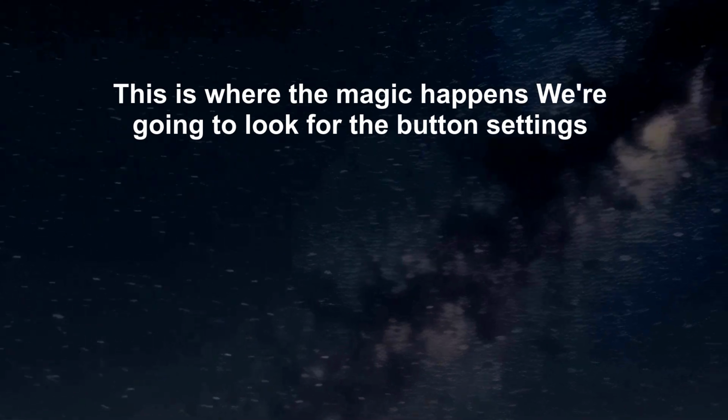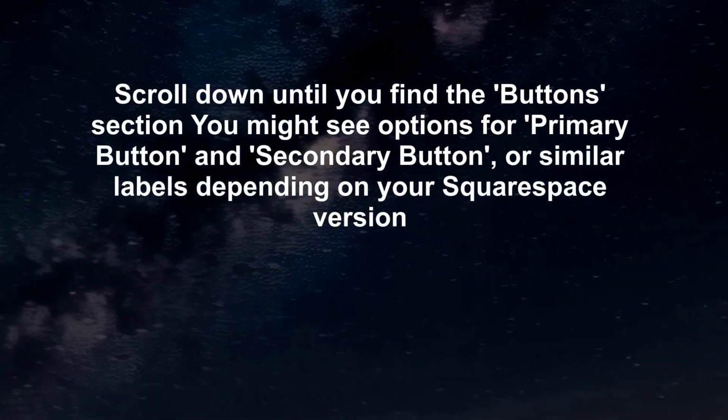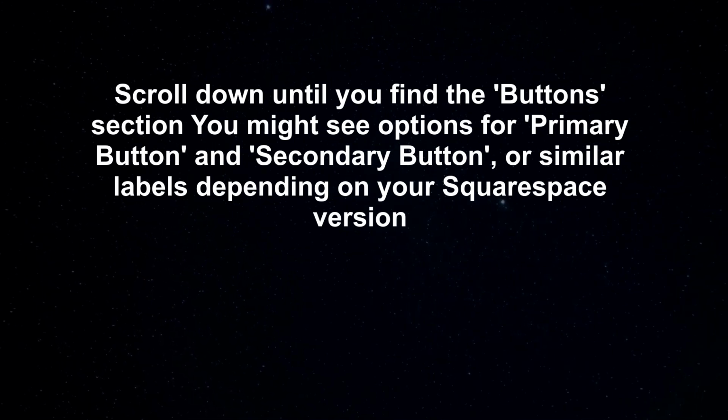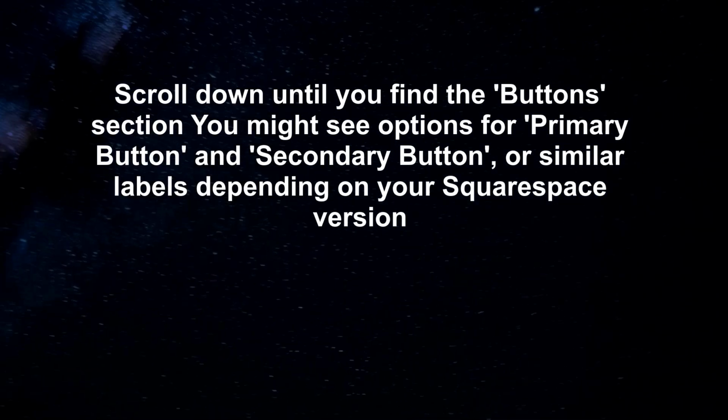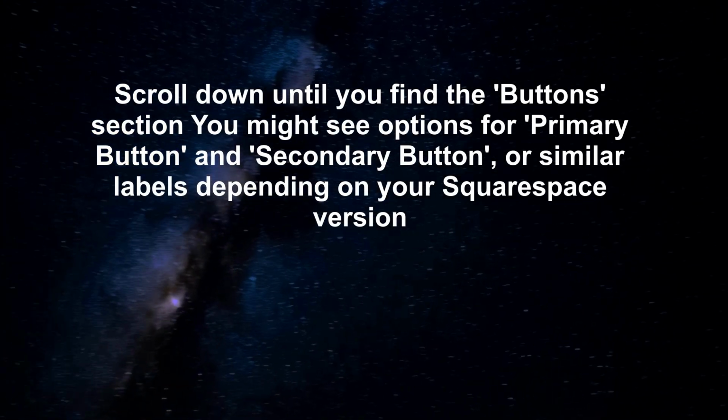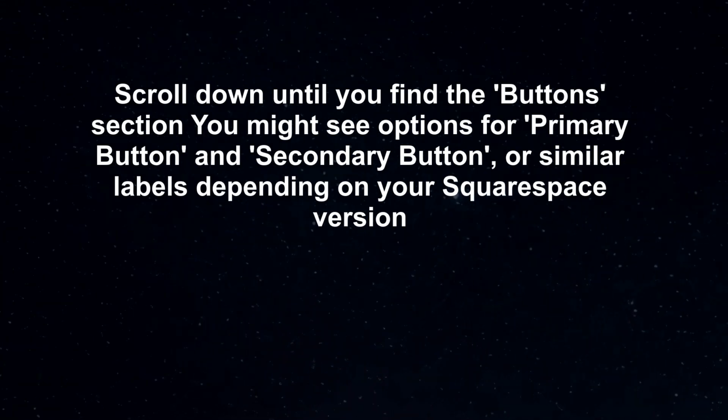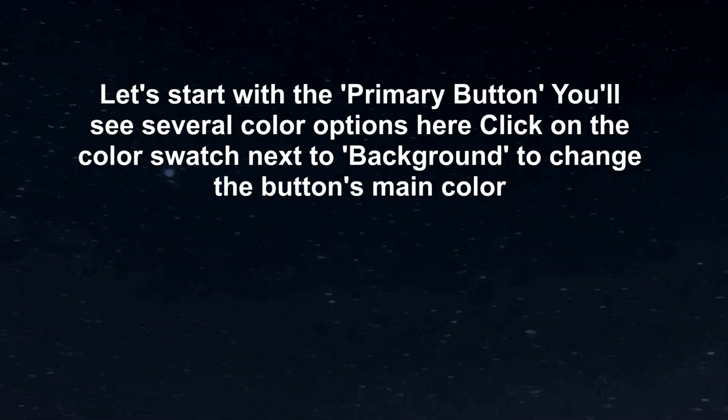We're going to look for the button settings. Scroll down until you find the Buttons section. You might see options for Primary Button and Secondary Button, or similar labels depending on your Squarespace version. Let's start with the Primary Button.